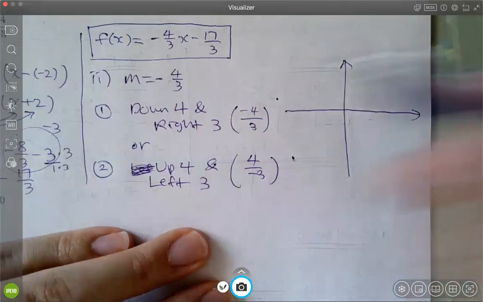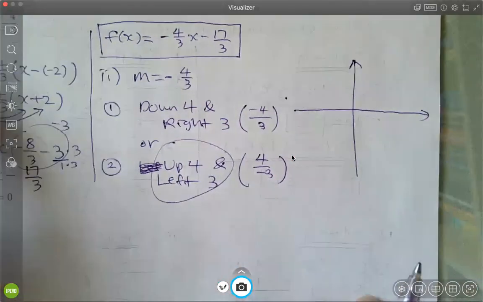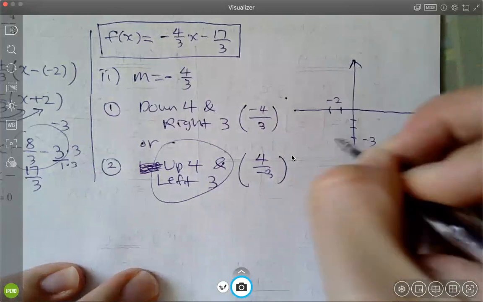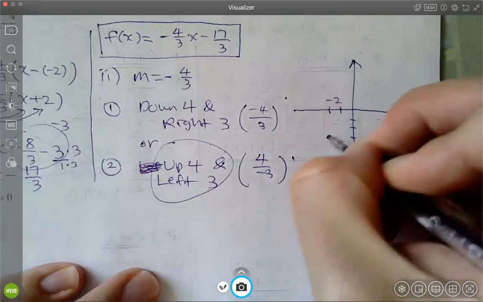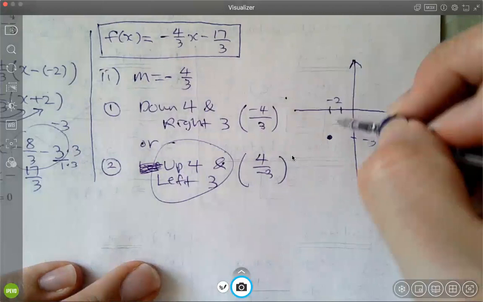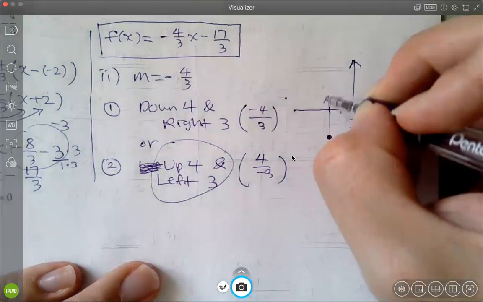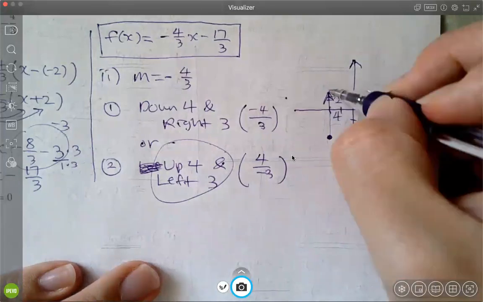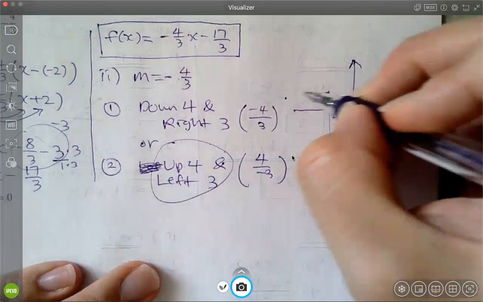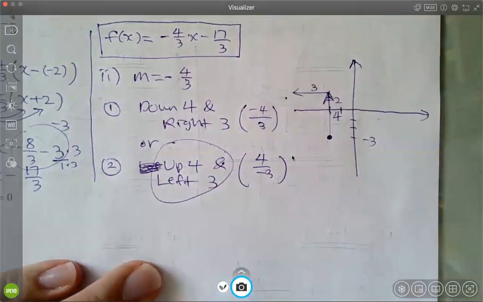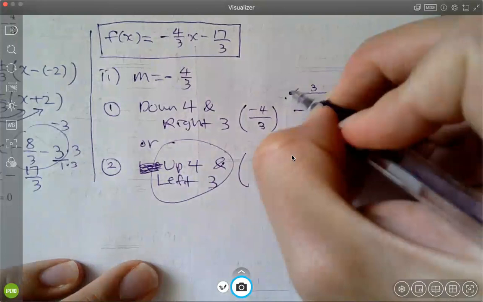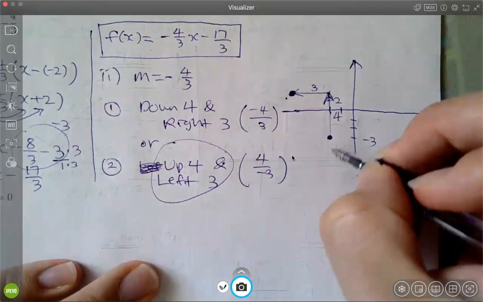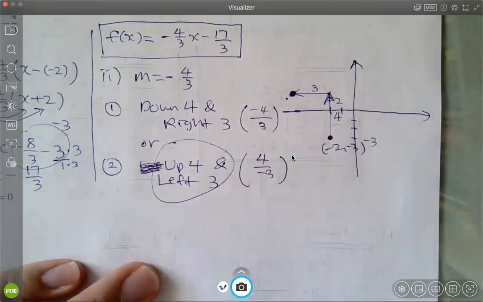Okay, so this one. We start from negative 2, negative 3. So here is negative 2 and here is negative 3. Now up 4. So up 4 means somewhere here, right? Or maybe somewhere here. Up 4. And then go left 3. So that means left 3. Maybe like that. Okay. So now, where is the final destination? So that's negative 2, negative 3, and then we go up 4 and then left 3.